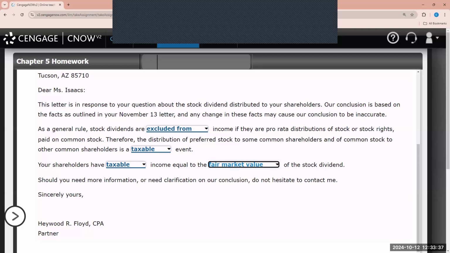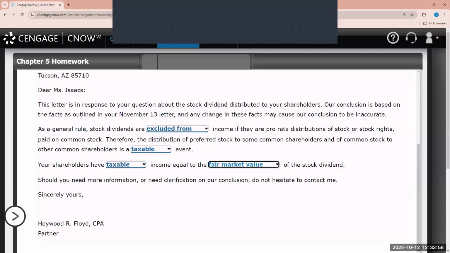Fourth, if there's distributions of either common or preferred stock to preferred shareholders. However, if there's changes in the conversion ratio of convertible preferred stock to account for a stock dividend or stock split, in such instances or certain circumstances, rather, it would still not be taxable.